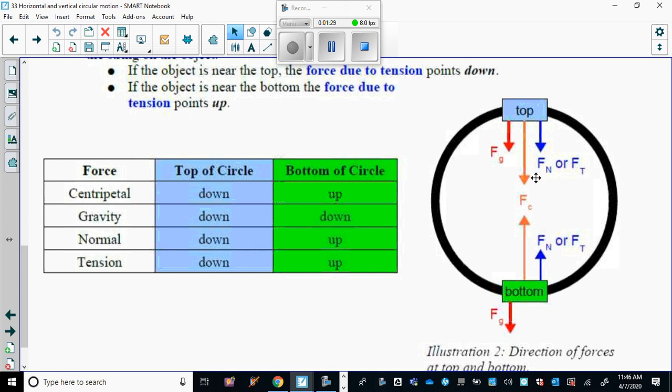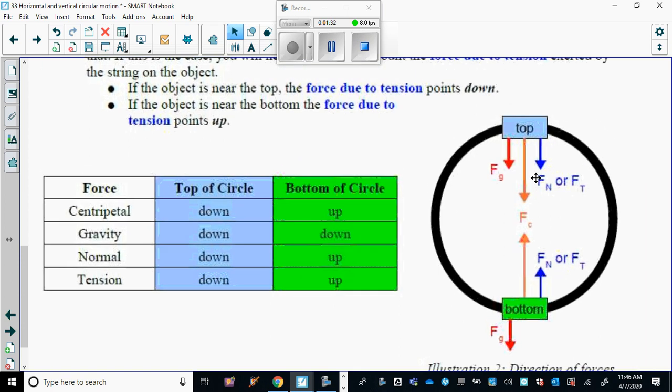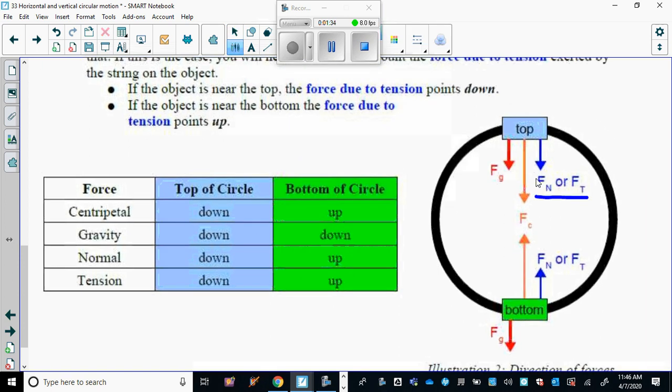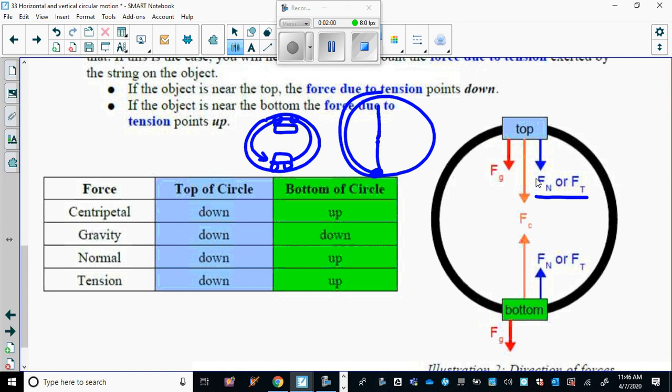And that's why over here we have normal force or force of tension. If you're sitting in a roller coaster and you're going around the circle and you go upside down, so at this point you're upside down, you're talking about the normal force. But if you've got a weight on a string and you're spinning it in a vertical circle, then you're talking about the force of tension. So this is a normal force problem, and this is a force of tension.